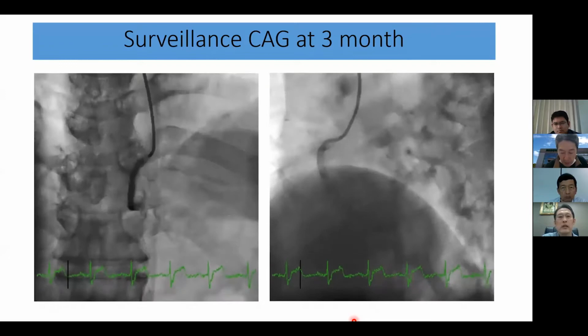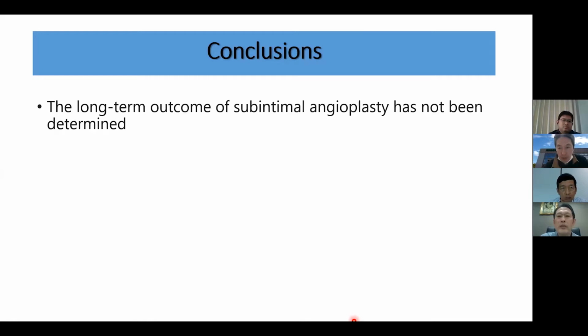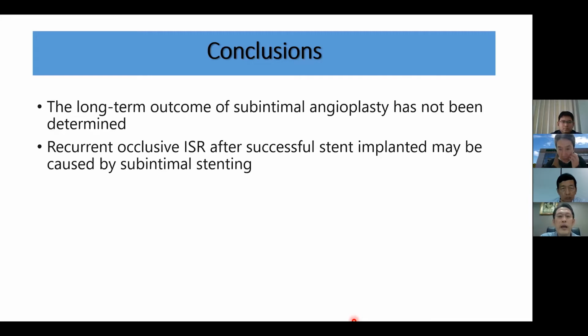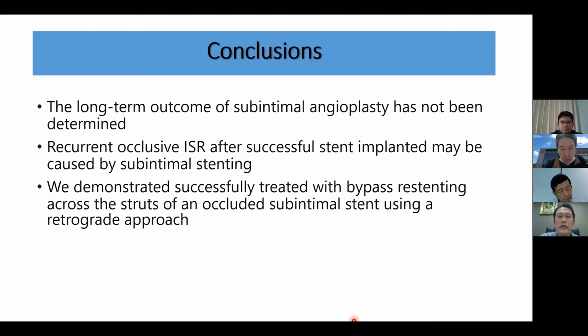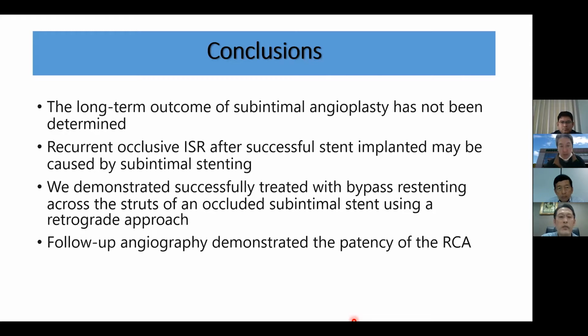So in the conclusion, the long-term outcome of subintimal angioplasty has not been determined. The recurrent occlusive ISR after successful stent implantation may be caused by subintimal stenting. And we demonstrated successfully treating it by bypass stenting across the struts of the occluded subintimal stent using a retrograde approach. And follow-up angiogram demonstrated the patency of the RCA. Thank you.